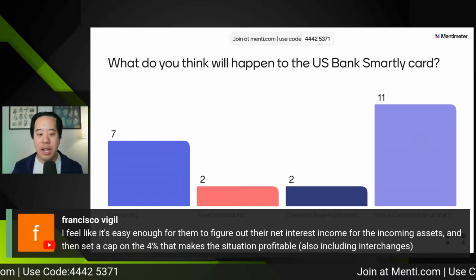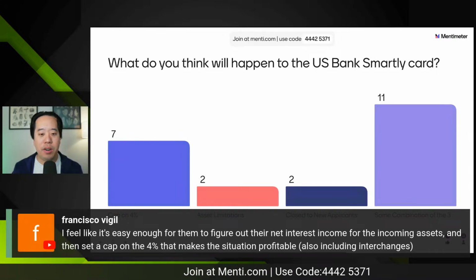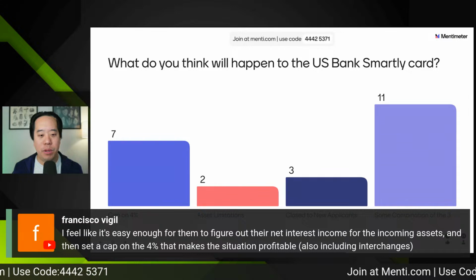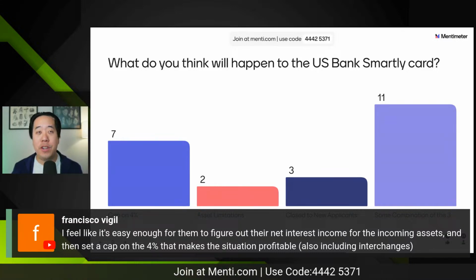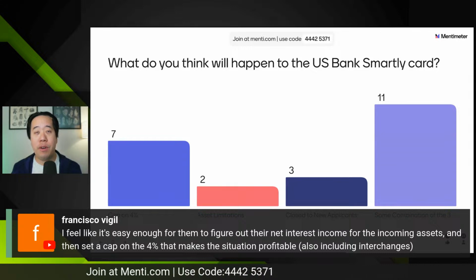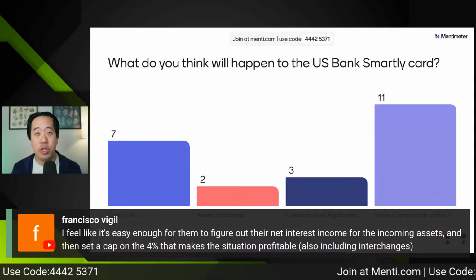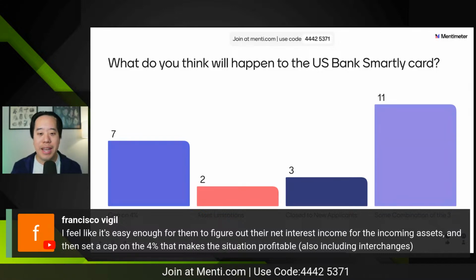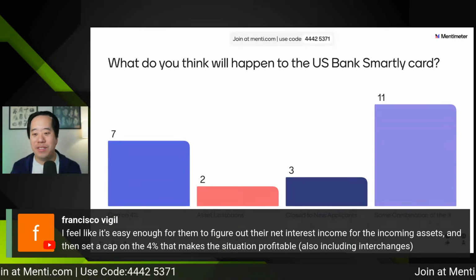Good to know. Francisco Vigil says, I feel like it's easy enough for them to figure out their net interest income for the incoming assets and then set a cap on the 4% that makes the situation profitable. Yeah, I think that's a good way to think about it. They have to figure out how much they really got from the assets coming in and then see if that sort of volume has led to profits or not, or any sales of new products. And I would imagine that because we're seeing this right now, the answer is no. So we'll have to see what's going on now.